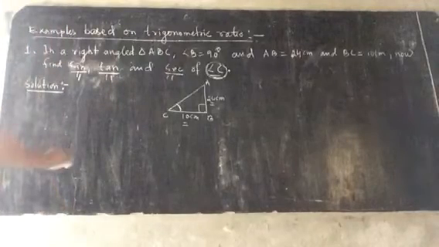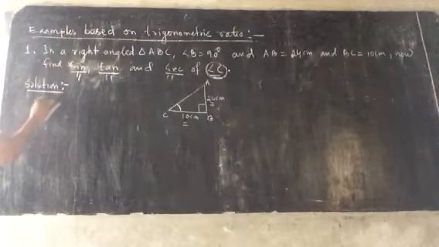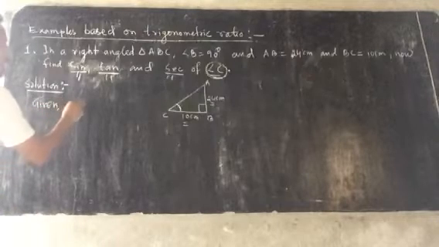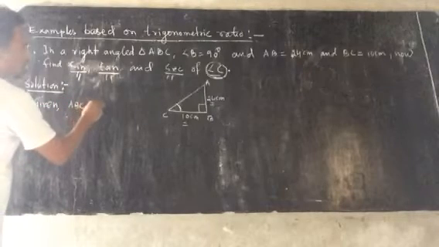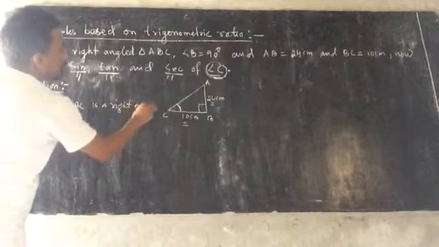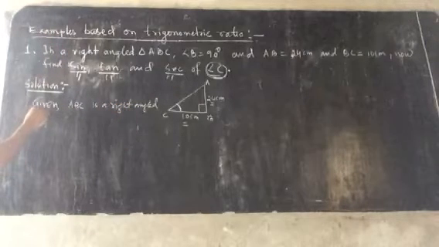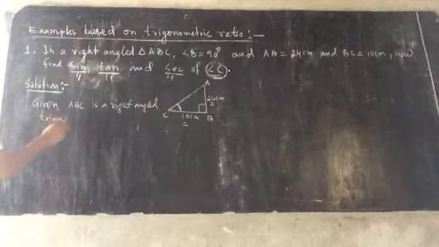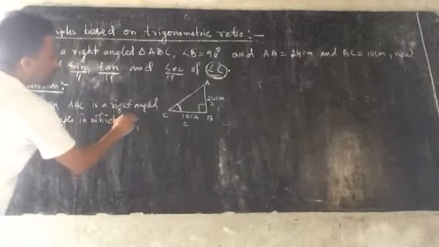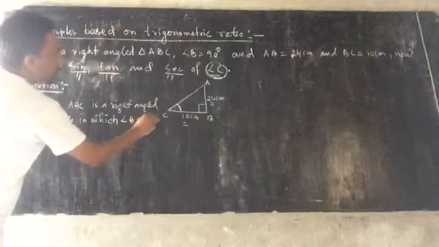So first of all we have to write what is given. Let me write the given things. Given: ABC is a right angle triangle in which angle B is 90 degrees.